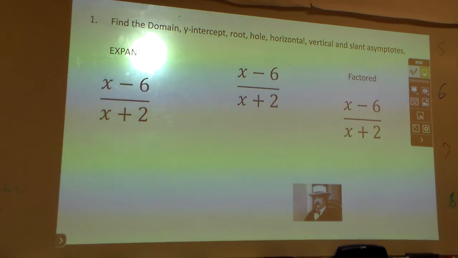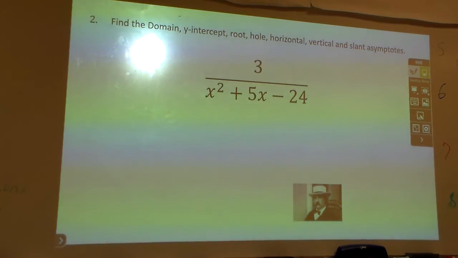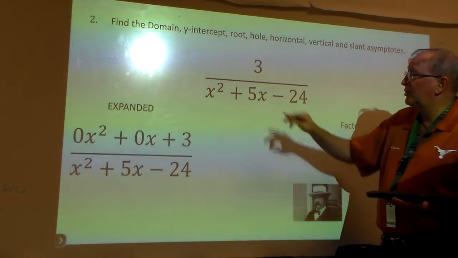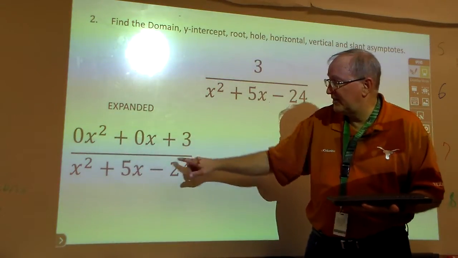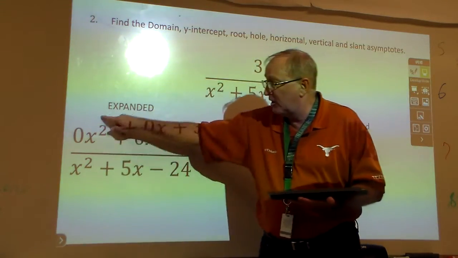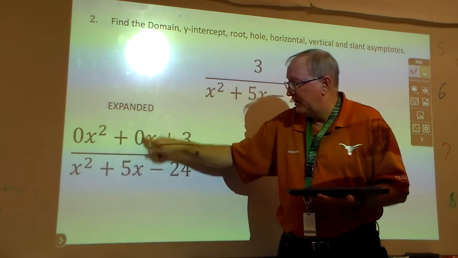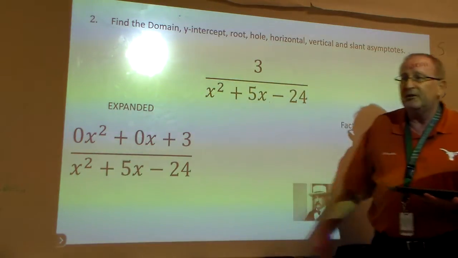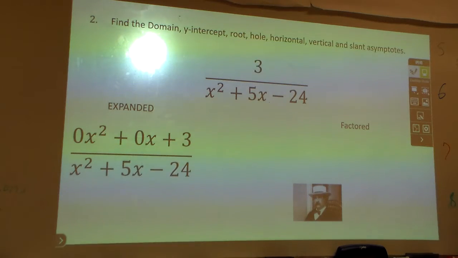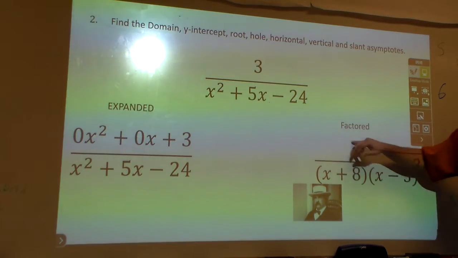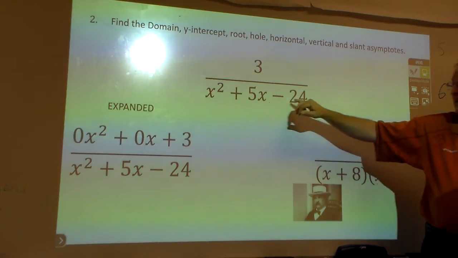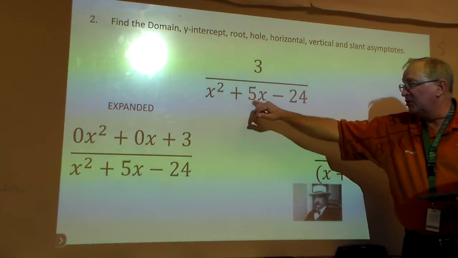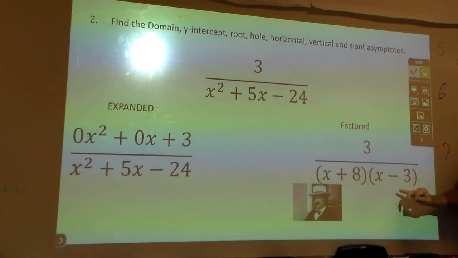So, okay. On the second one, this one, I would rewrite the expanded to include a 0x squared and a 0x and a 3. That way you have every column lined up. X squareds are together, x's, 3 and negative 24. And then for the factored, this will factor to the following. 24 times 3 is 8. 8 minus 3 is 5, because that's a minus. So it'll be 8 plus 5 times 8 minus 3.